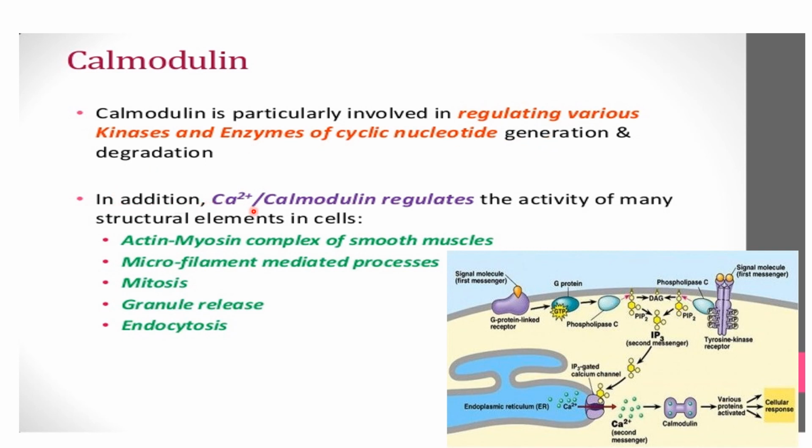In addition, calcium calmodulin regulates the activity of many structural elements in the cells, like the actin myosin complex of the smooth muscles. You know about actin and myosin; these are the proteins involved in muscle contraction. Then microfilament mediated processes, mitosis, granule release, endocytosis, all of them involve some kind of contraction and retraction movement. So all these contraction movements or muscular movements involve calcium and calcium calmodulin.